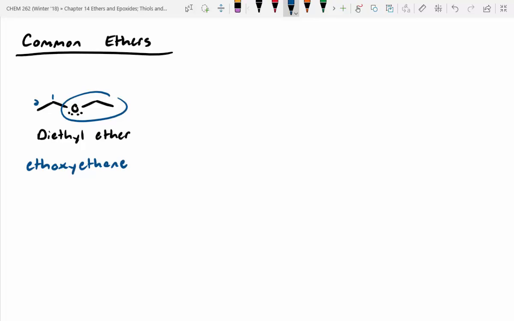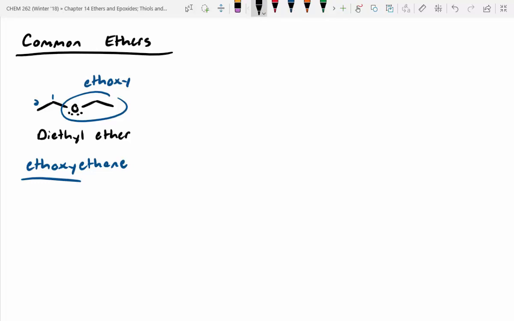It's a heck of a lot easier to just call this diethyl ether. But anytime you're looking at an ether substituent, you would just call it whatever it is with an oxy substituent, and you put that in the front. So for example, you might see methoxy, ethoxy, propoxy, things like that. Those are treated as substituents coming off of some longer carbon chain. All right, so that's a really common ether.